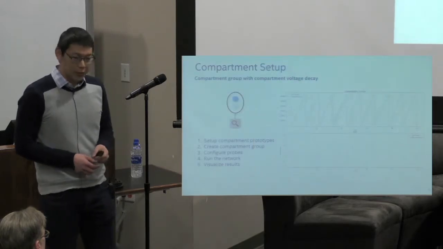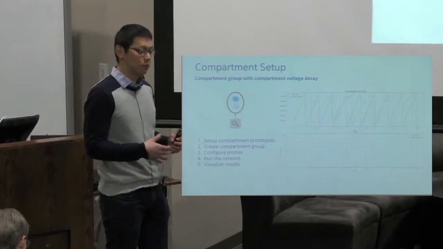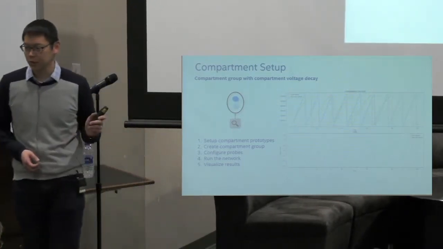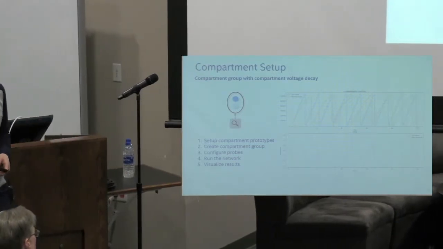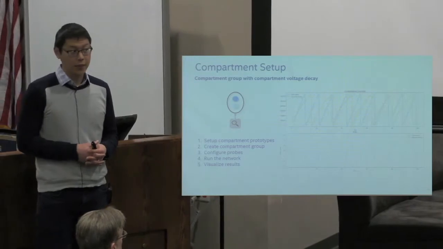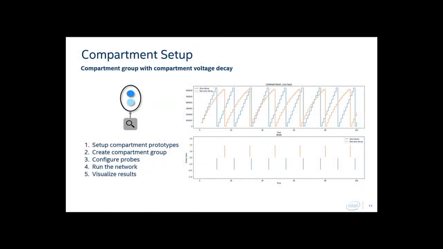All right, so what are we going to see in this tutorial? So basically, we'll see the basic flow of building a very basic network and then running it and looking at the results. We're going to cover this in 5 main steps. The first is we're going to set up the compartment prototype. The compartment prototype is basically the way to specify the parameters that you want these compartments to take.